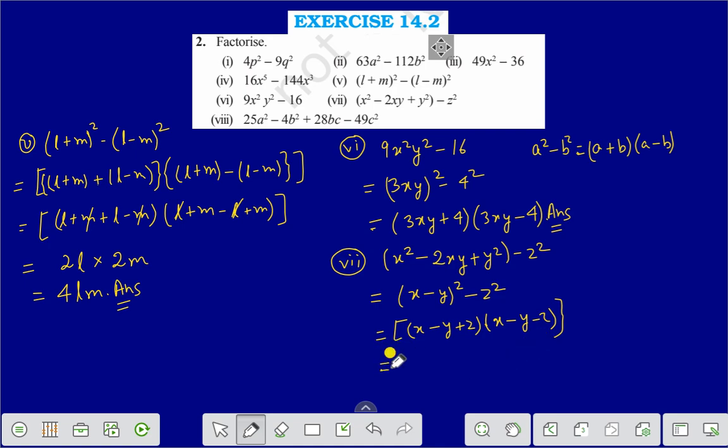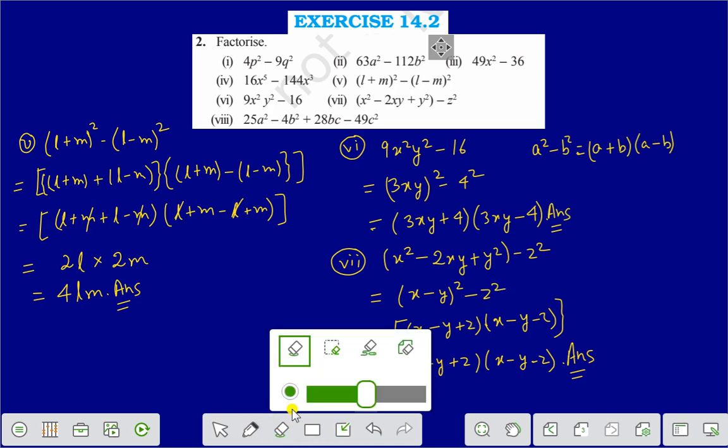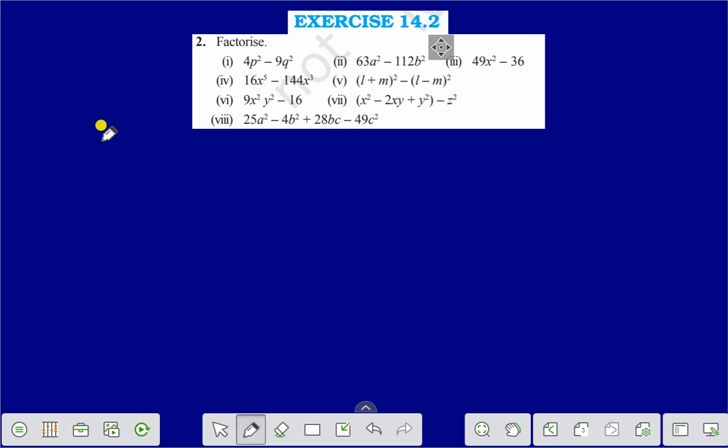Therefore, we are getting the answer as (x minus y plus z) into (x minus y minus z). That is the answer of question number 7. Here also you have used the identity a square minus b square equal a plus b into a minus b. Let us solve question number 8.